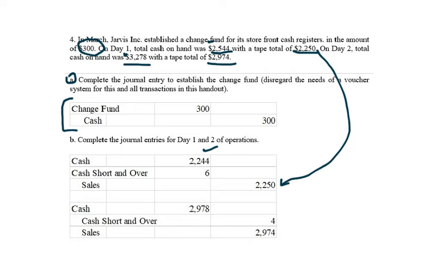And in this case, our discrepancy is a $6 shortage on the debit side, which means that we had a cash shortage. Clearly, cash was smaller than the tape total. So that's a cash shortage of $6.